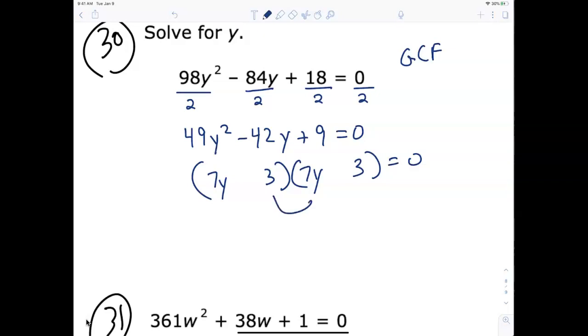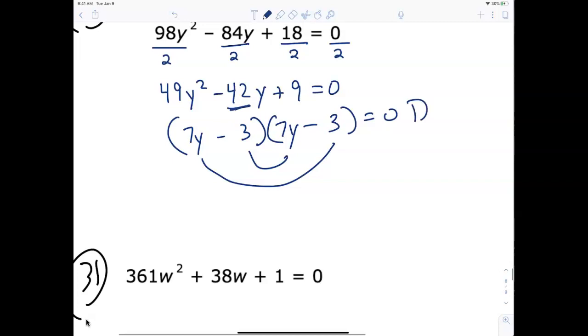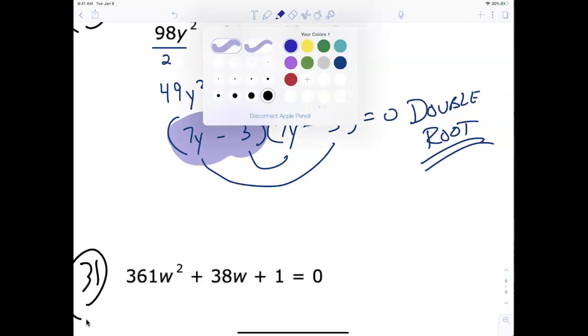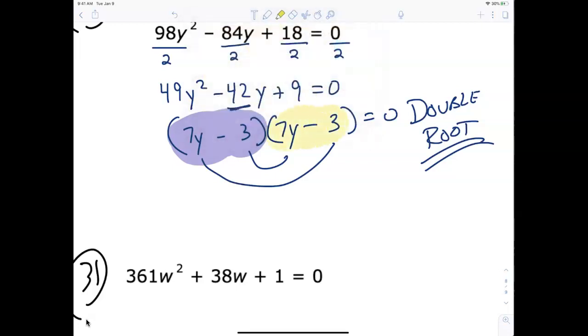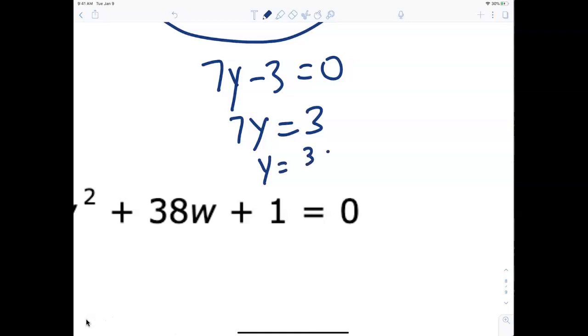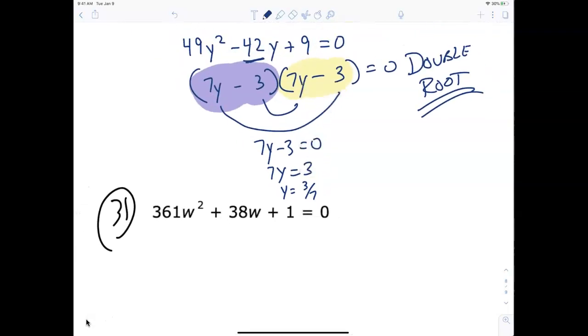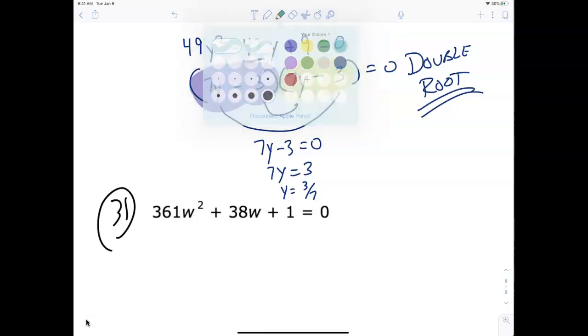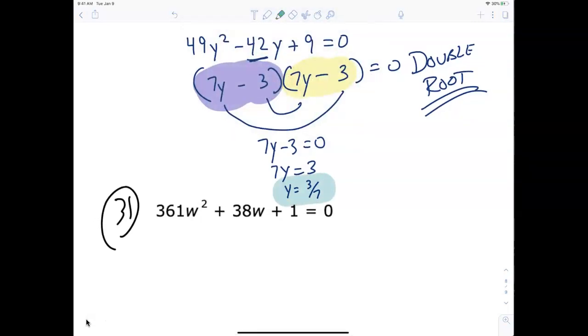And then what do you know? 21 plus 21 makes 42 if they're both negative. Now, this again, I'm going to write, and I want everybody to write this down. This is again a double root because the same root is written twice. That's why it's called a double root. So you only have to solve it once. So 7y minus 3 equals 0. 7y equals 3. And so y equals 3/7. So 3/7 is considered to be a double root.